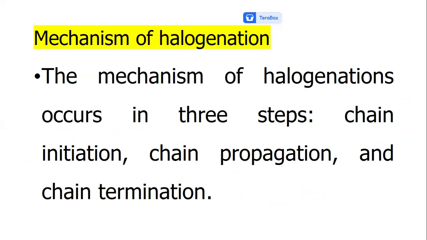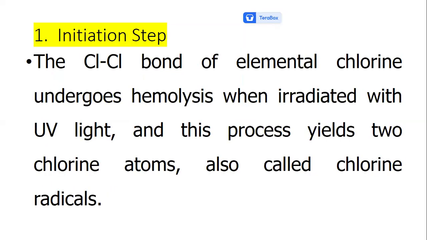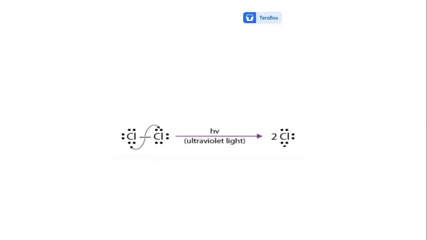The mechanism of halogenation occurs in three steps: chain initiation, chain propagation, and chain termination. Initiation step: the chlorine-chlorine bond undergoes homolysis. The free radicals are produced by irradiation with UV light, and this process produces two chlorine atoms, also called chlorine free radicals. See, in this chlorine and ultraviolet, this is the chlorine free radical.